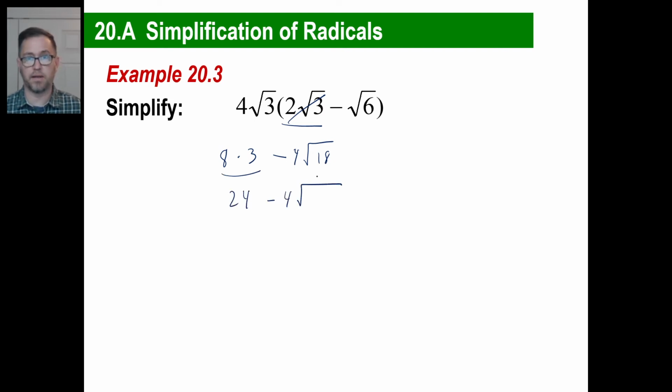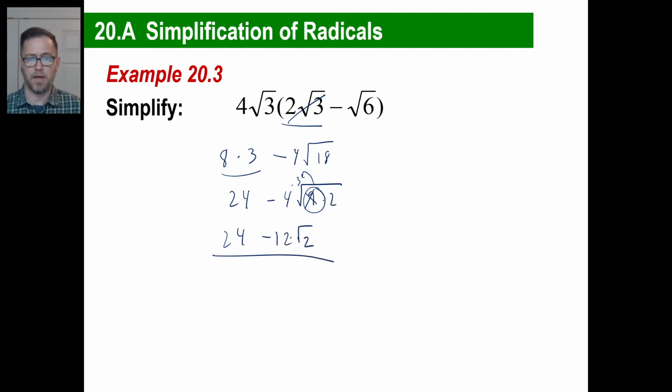Well, we should be able to recognize that 18 is 9 times 2, and the square root of 9 comes out and becomes 3, right? So we have 24 still, minus 4 times 3 is 12, square root of 2, and that's it. There's nothing else we can do.